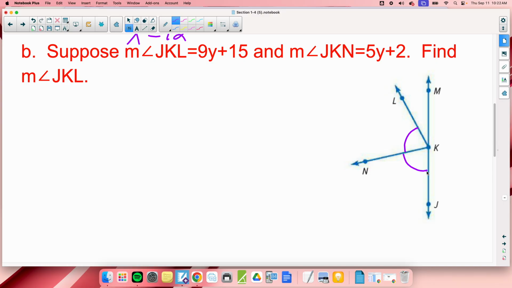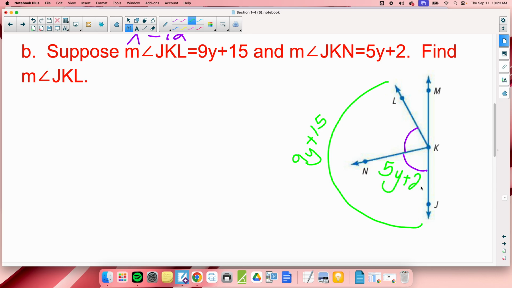Now we're going to label what we know. What we know is that angle JKL, do you guys get that JKL is that whole angle, is 9y plus 15. So if I'm labeling a whole angle, I put my arc outside the whole thing and write that. Then they say JKN. JKN is this angle, which is 5y plus 2.